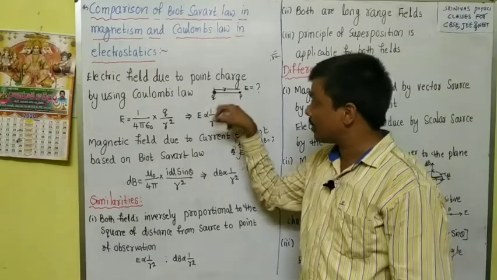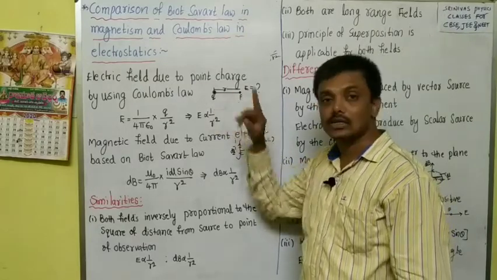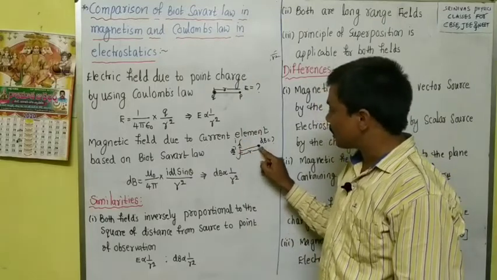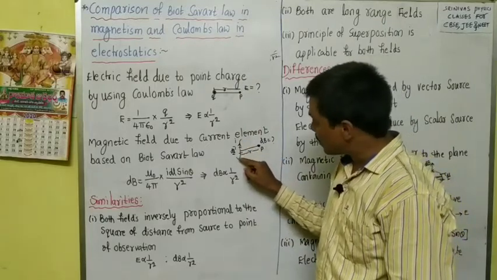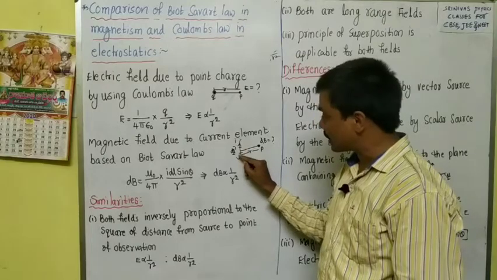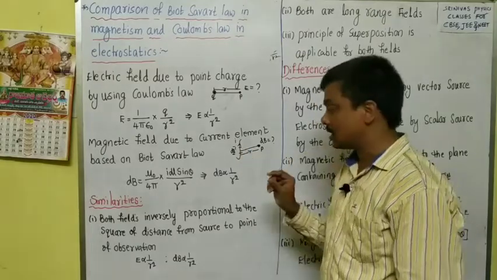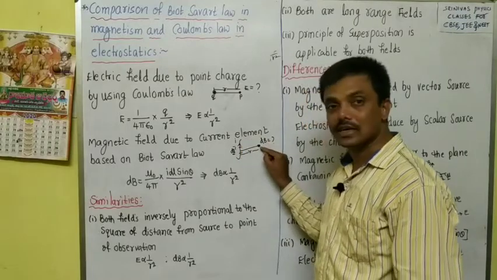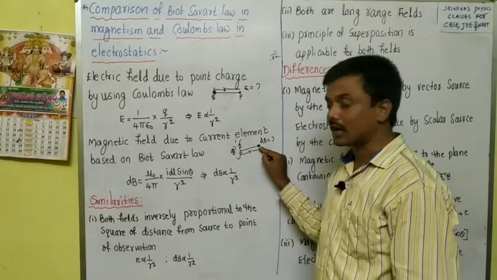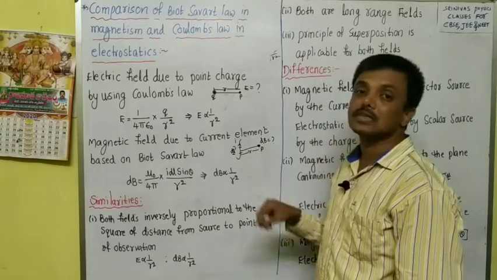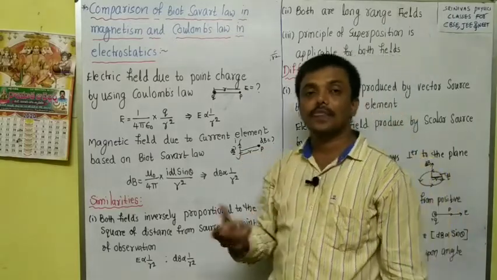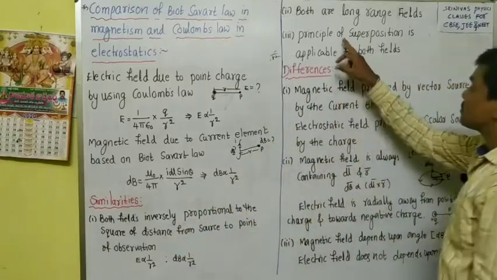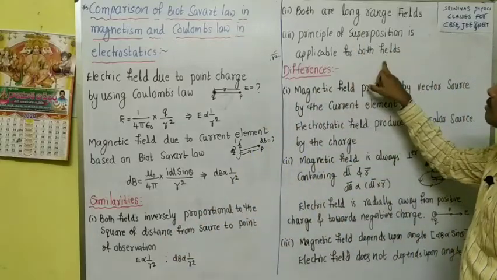We have to add the electric fields due to all charges. Similarly, here, due to one element, we are finding the magnetic field. If there are many elements on the wire, we take a small part of the wire, which is called an element, and for every part there is some magnetic field. If you want to find the total magnetic field, we have to add them. That means adding, which is called the principle of superposition. The principle of superposition is applicable to both fields.